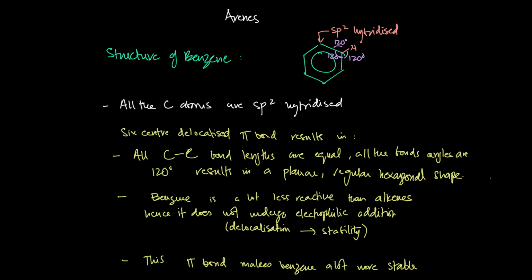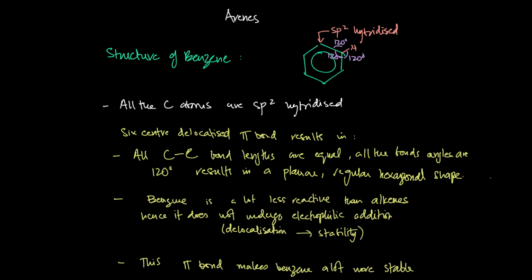So in an exam, this question I think has shown up for 5 marks before. If the question does show up, describe the structure of benzene. What you would say is that, first of all, the carbons are sp2 hybridized. And because the pi electrons in benzene are delocalized, it makes all the carbon-carbon bond lengths equal in length. All the bond angles are 120 degrees, which results in a planar hexagonal shape. Also, because delocalization makes the molecule more stable, benzene is a lot less reactive than alkenes because it doesn't undergo electrophilic addition.